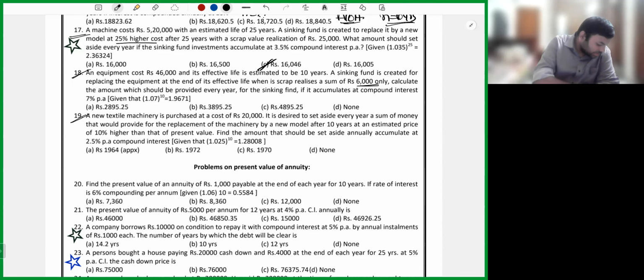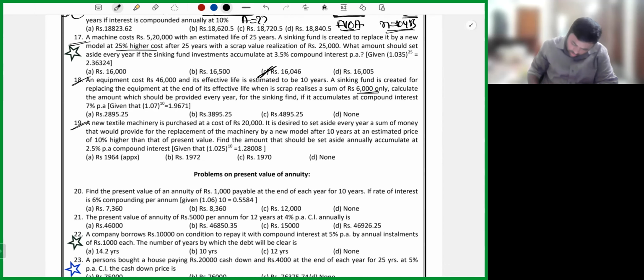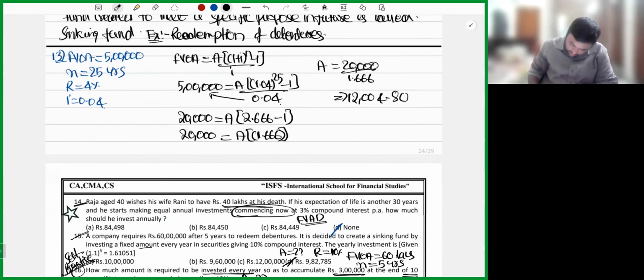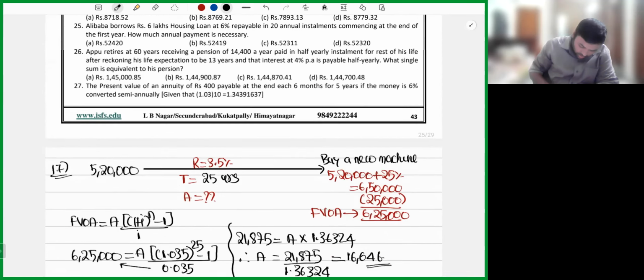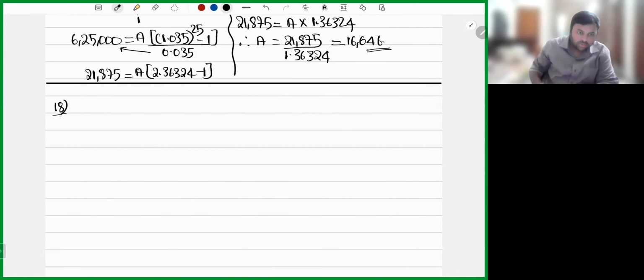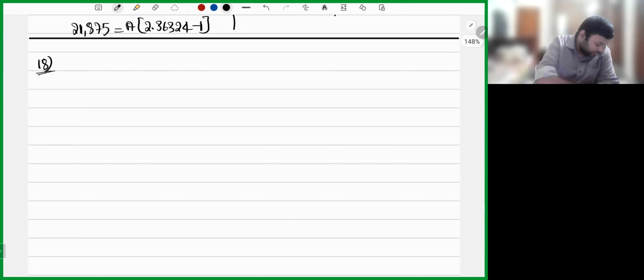Now, first let us try to understand what the sum is telling. It's quite a simple sum, question number 18. Now, let's see what he's telling. He's telling you are trying to create a sinking fund.